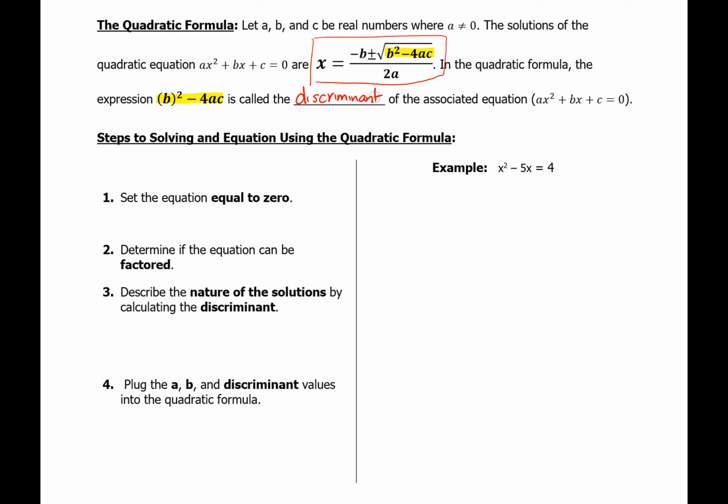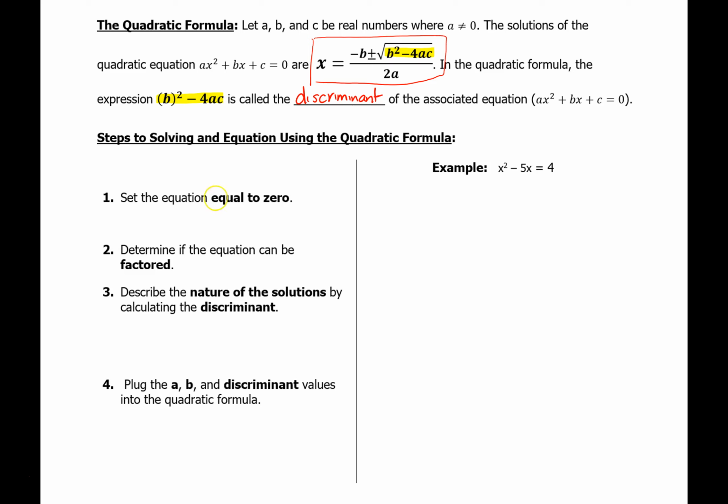So we are going to use the discriminant to find the quadratic formula's solutions. And that will also mean that when we calculate the discriminant, you should immediately know the nature of the solutions, how many and which type of numbers the solutions are. So let's look at an example of solving with the quadratic formula.